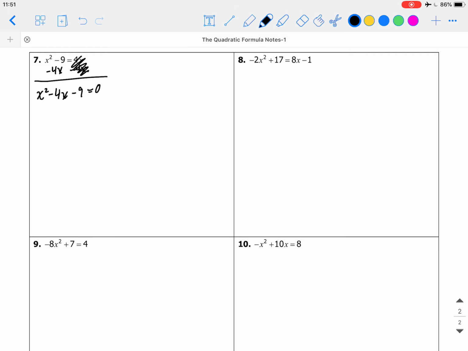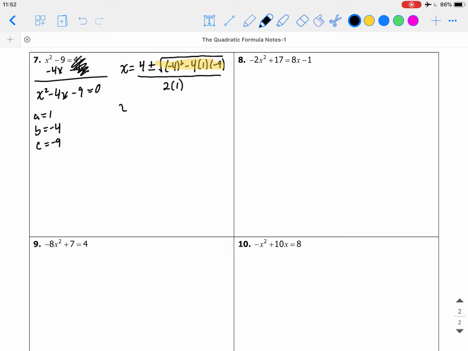So let's go ahead and label our a, b, and c. My a will be 1, my b will be negative 4, and my c will be negative 9. Let's plug this into our formula. We have x is equal to the opposite of b, which will be 4, plus or minus the square root of b squared minus 4ac all over 2a.